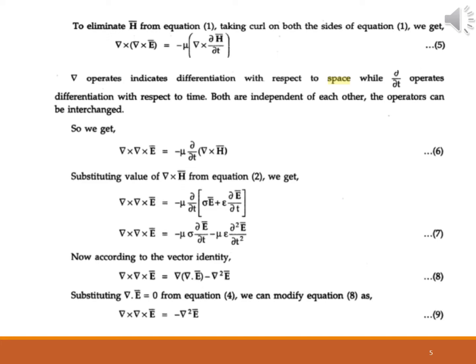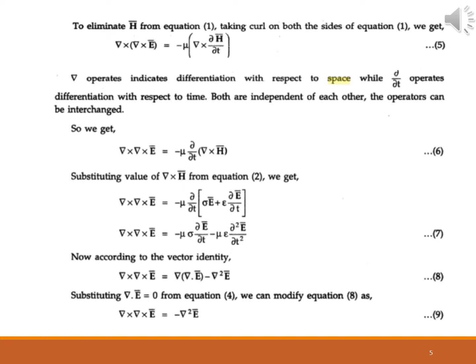How can you justify that? See, what is your del? Your del operator is actually dou by dou x ax plus dou by dou y ay plus dou by dou z az. So what does that imply? The differentiation is with respect to x, y, z and so on. That means the differentiation is with respect to space. And what does dou by dou t imply? Dou by dou t is a differentiation with respect to time. You should understand that the differentiation with respect to space or with respect to time, they are independent of each other and they can also be interchanged.